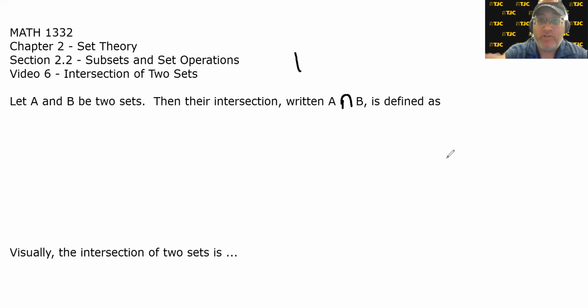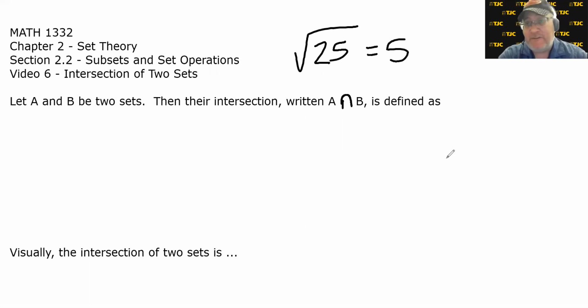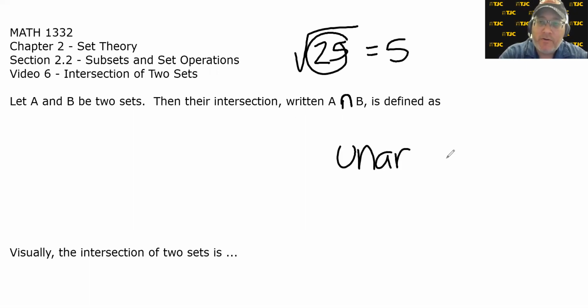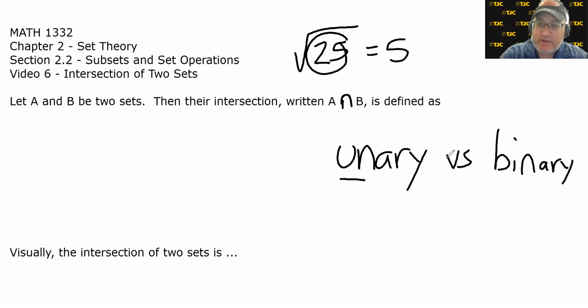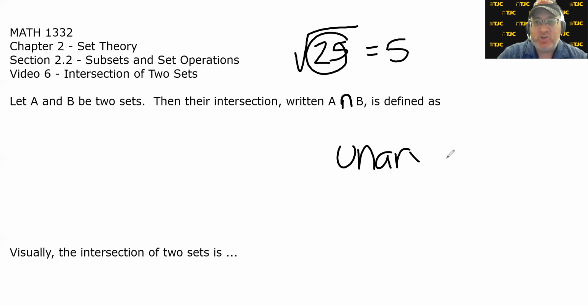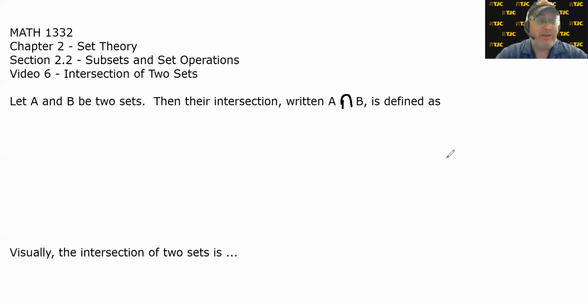But there are operations that only operate on a single object. For example, you may know what this symbol is, and you may know what the answer to the square root of 25 is. The answer is 5, because 5 squared is 25. But an operation that only requires one number is called a unary operation, as opposed to binary, because the prefix un means 1, bi means 2. So an operation, again, is just a process that turns one or more objects into a new object of the same type.